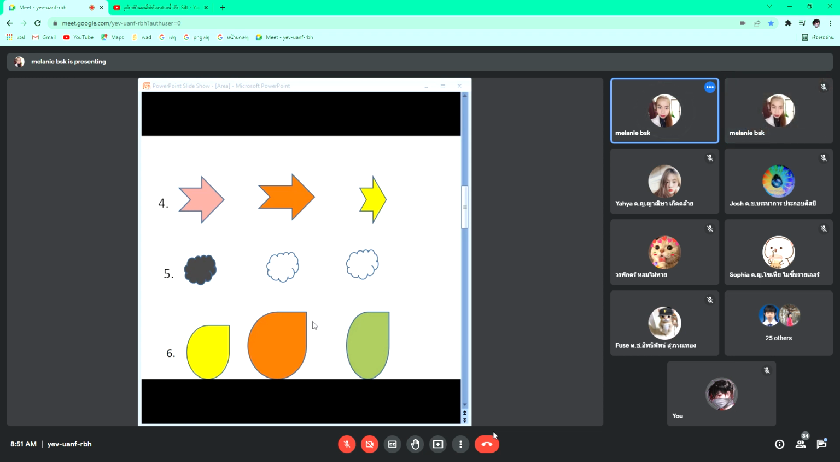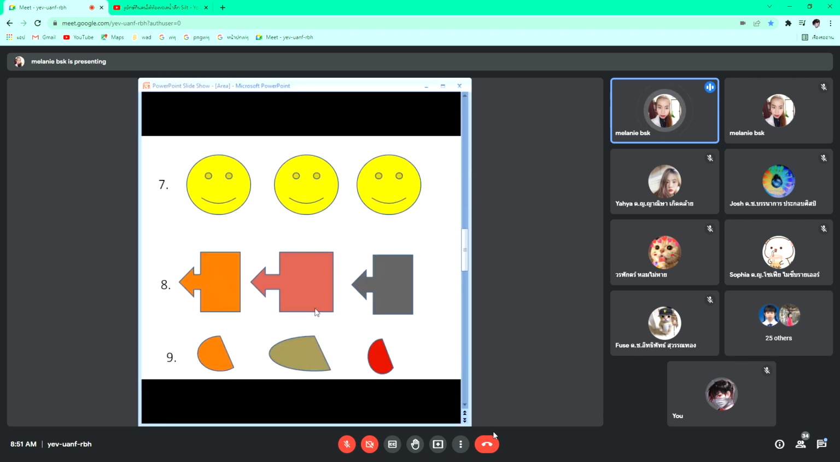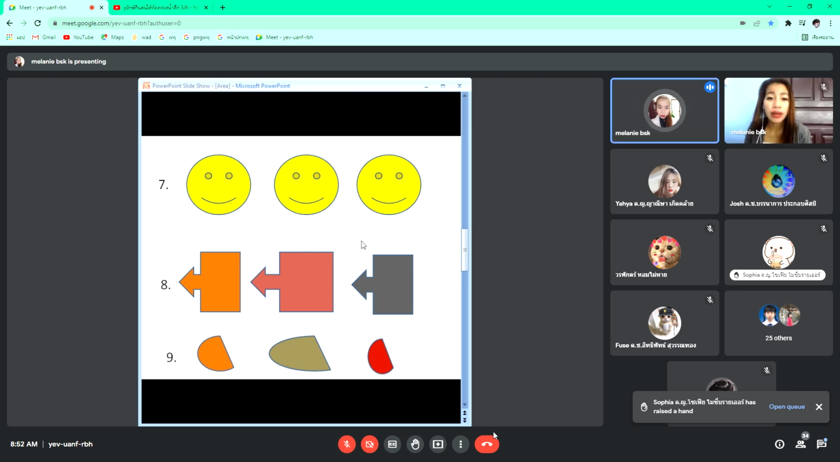Sophia. Okay, it's letter A. Okay, next we're going to move on with these shapes. How about number 7? Are all the shapes equal? Yes or no? Or do we have smaller and bigger areas in here? Sophia. They are the same. Okay, they are all the same in size.